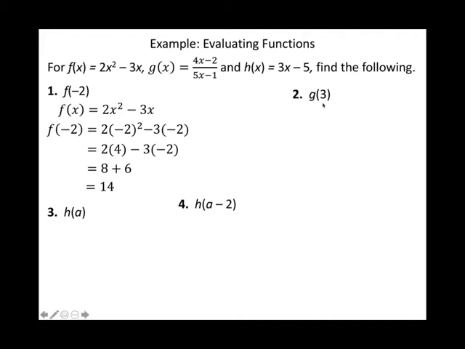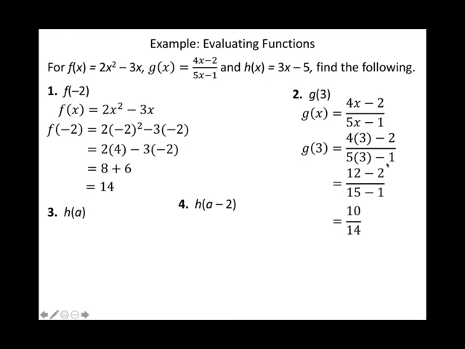Do the same thing. This time, that will be the function of g. Plug in x equal to 3 for the g of x. Do the math here. 4 times 3, you got 12. 12 minus 2, you're going to get 10. 5 times 3 minus 1, so 15 minus 1, you're going to get 14. Simplify it. That will be 5 over 7.